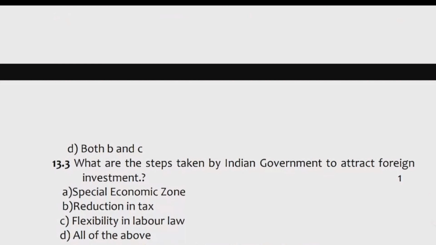13.3. What are the steps taken by Indian government to attract foreign investment? Options: A. Special economic zone. B. Reduction in tax. C. Flexibility in labor law. D. All of the above.